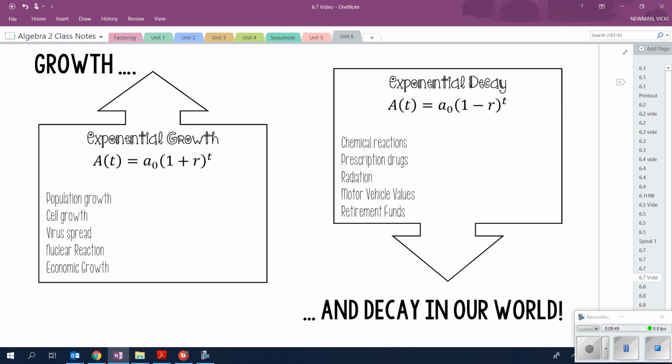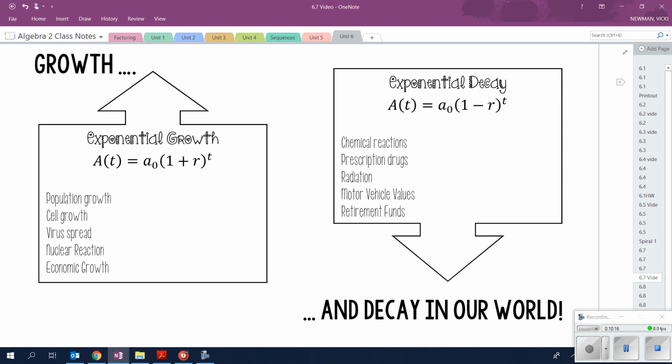So looking at these equations, both of these are set up exactly the same. Look at the formulas. A of t equals A sub 0 parentheses 1. What's the only difference between growth and decay? Plus and minus. Does it make sense that growth is plus and decay is minus? Nobody's surprised, yeah? And then to the t, because t is typically time.